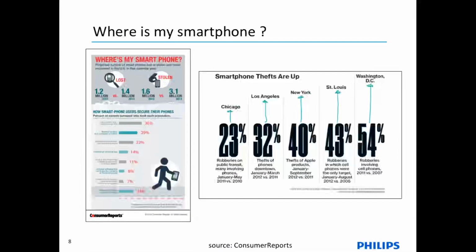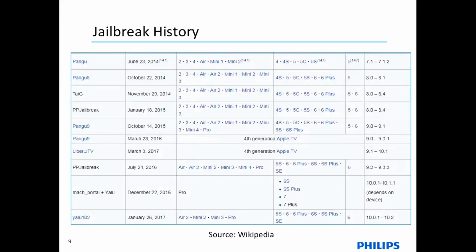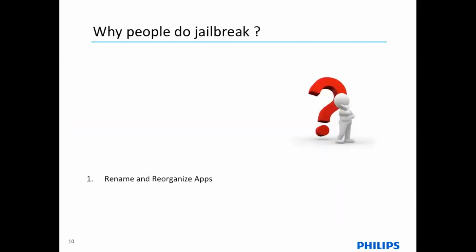If you see recent cases, or the consumer reports, most of the cases nowadays are robbery of smartphones. And if you see the jailbreak history, this source is from Wikipedia, jailbreaks are available till iOS 10.2, and jailbreaks for the latest iOS are in progress. So if someone has access to your phone, they can easily jailbreak your device and access all the information of your application.